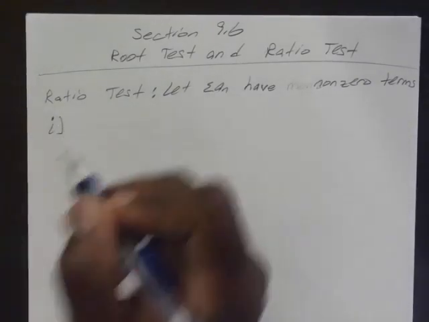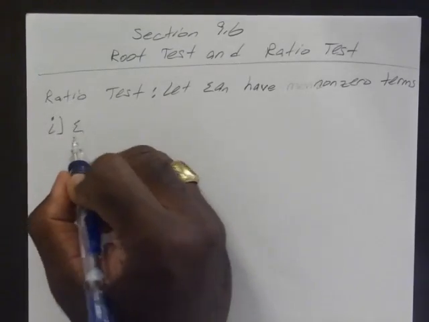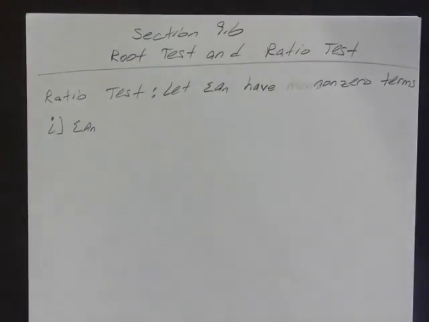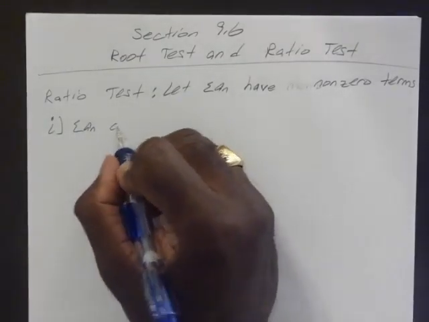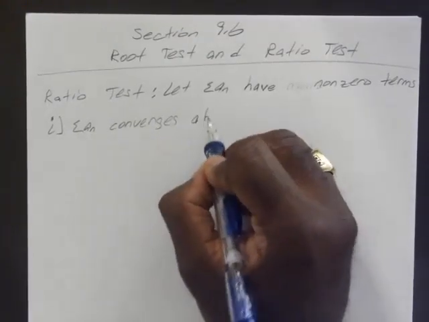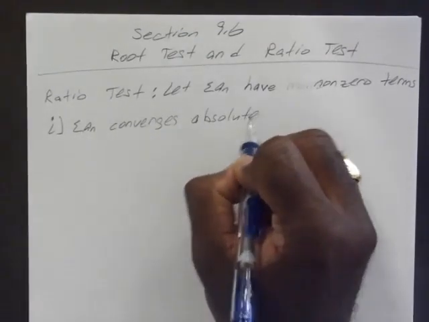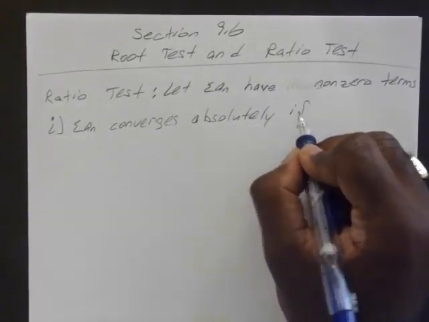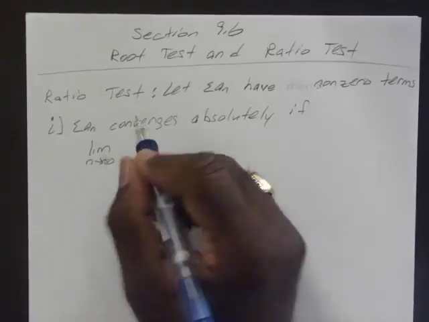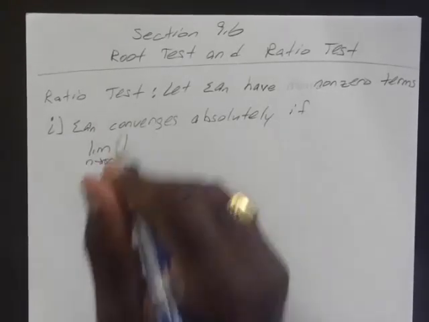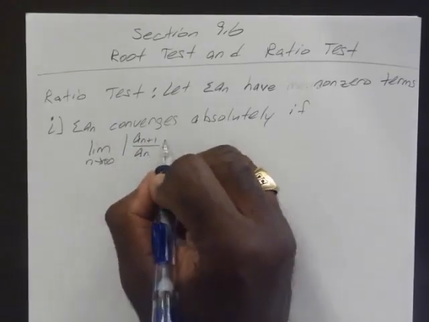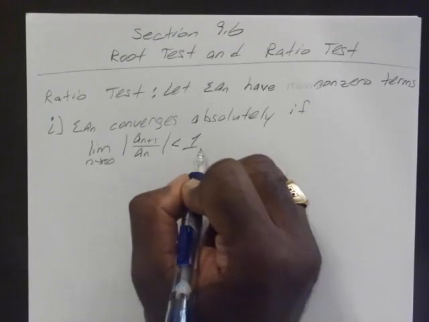Okay. So first, say that the sum of our series a sub n converges absolutely if the limit as n approaches infinity of the absolute value of a sub n plus 1 divided by a sub n is less than 1.